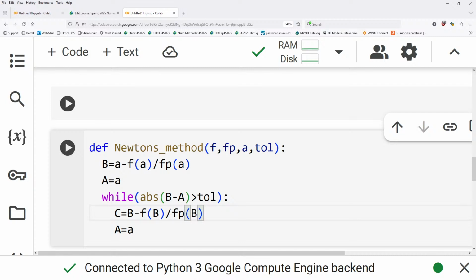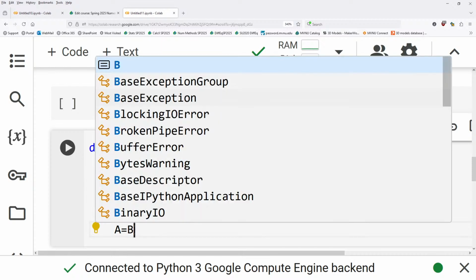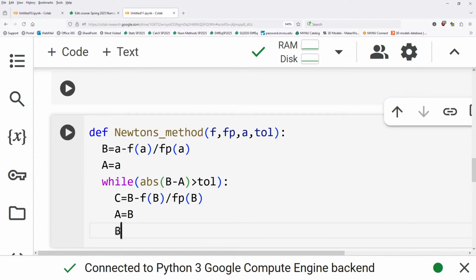So you have your original guess, which is A. Second guess is B. And then this is the third guess, which is C, which is basically putting B into that formula there, just Newton's method formula. And then I have to swap some variables. So A is going to equal B, and B is going to equal C.